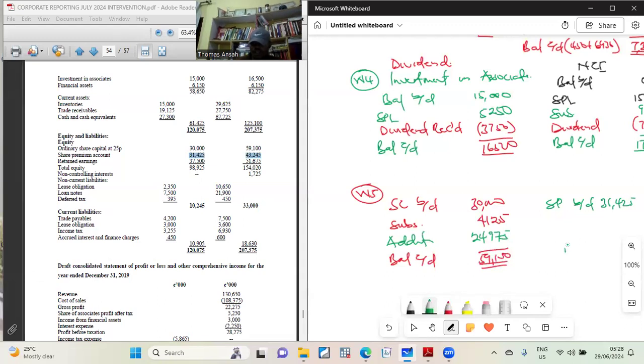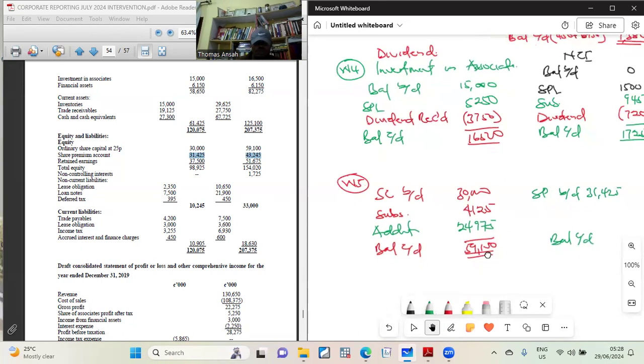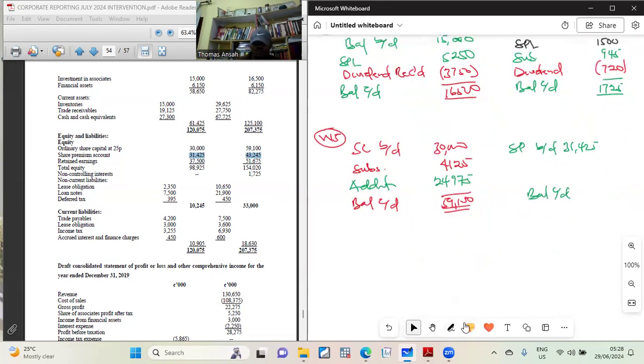31,425. Then the balance carried down is how much? So it means they will issue shares on premium, which is 43,245. What is the difference? So inflow, additional issue bringing in the inflow. So 31,425 minus 43,245. That gives 11,820. So let's go and push these things in.